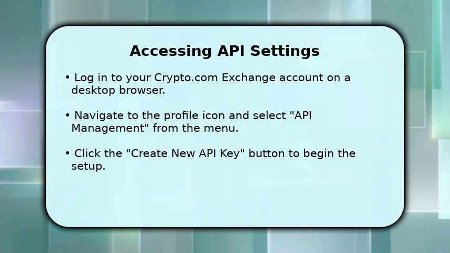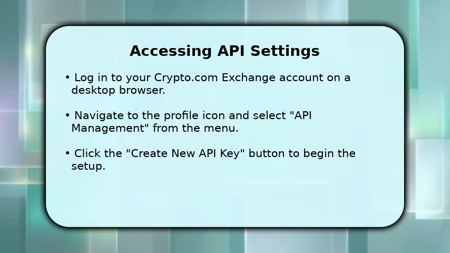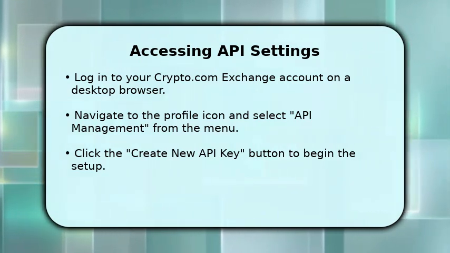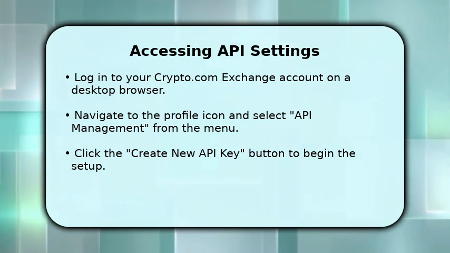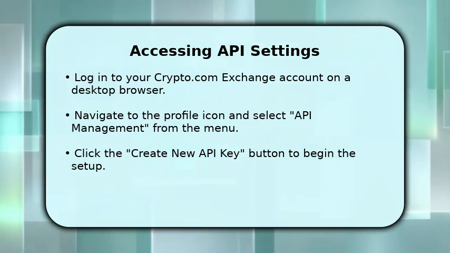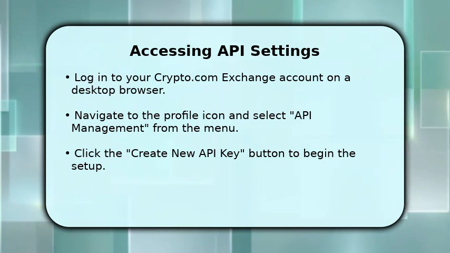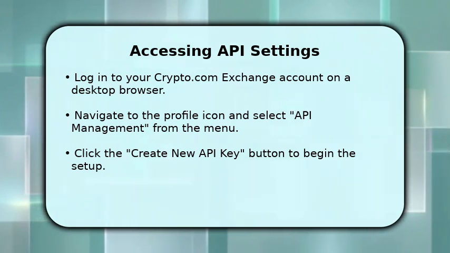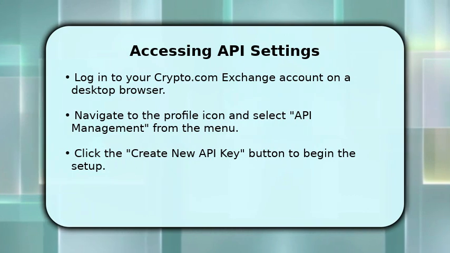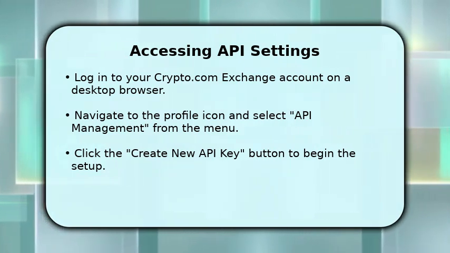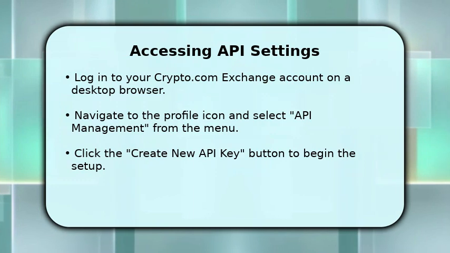To start, log into your crypto.com exchange account using a web browser. Once logged in, locate your profile icon, usually in the top right corner. Click on it and a drop-down menu will appear. From this menu, select API Management. On the API Management page, you will find a button labeled Create New API Key. Click this to proceed to the next step.